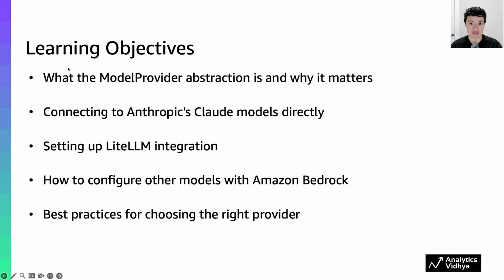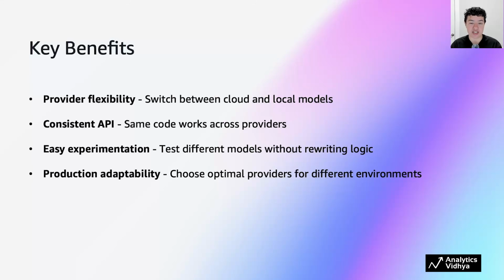Let's review the key benefits that this model provider abstraction provides. First, provider flexibility. I mentioned this earlier, but you can switch between different cloud and local models as you see fit. There's a consistent API, so the same code works across different providers. All you're doing is changing up that API key. There's easy experimentation. You can test different models without having to rewrite complex logic. And production adaptability. You can choose optimal providers for different environments, for different use cases, and depending on what you want your agents to be doing.